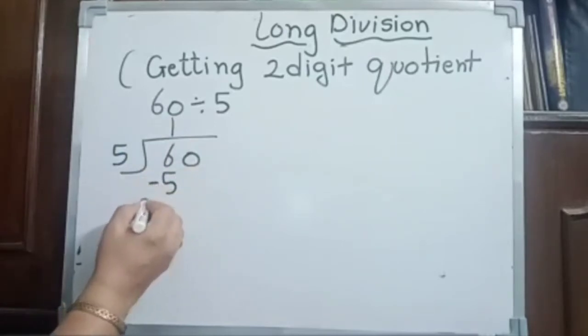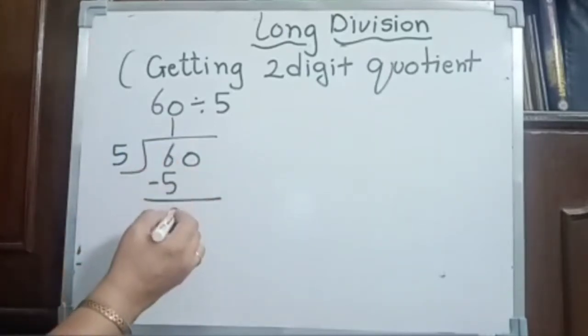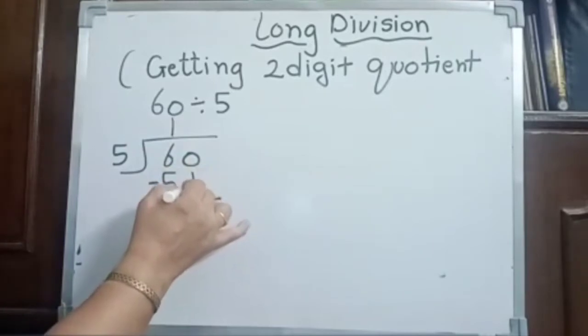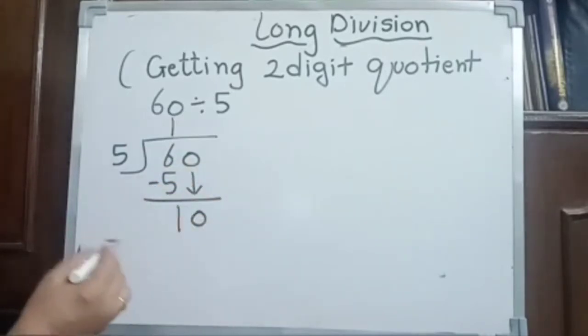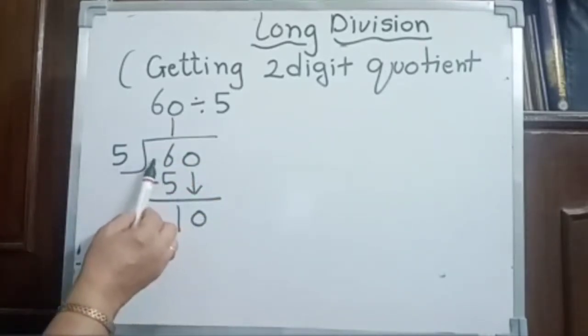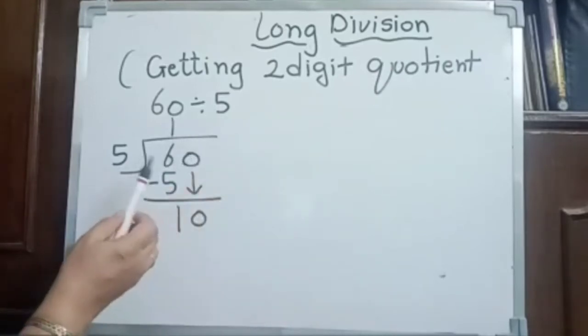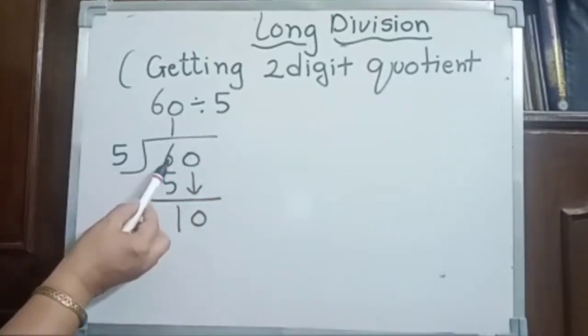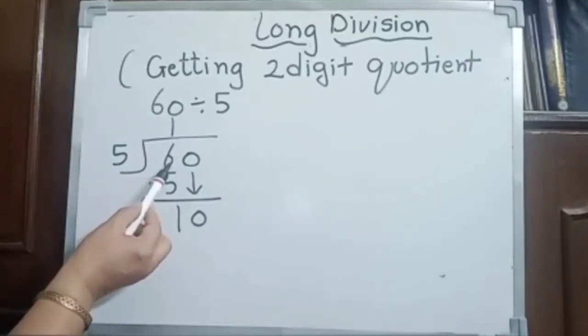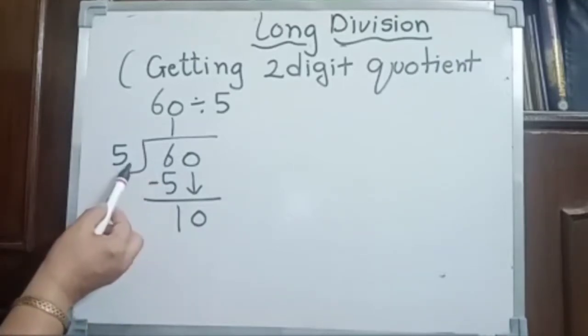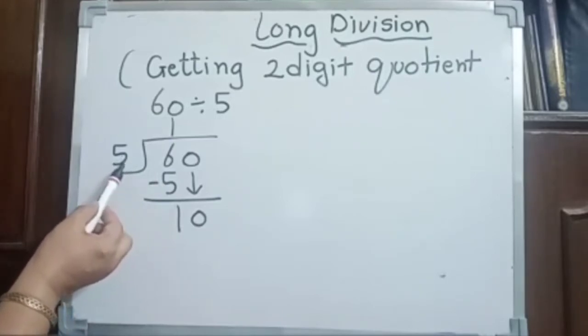We start subtraction from here. 6 minus 5, we have 1. Now take the number here. I told you that in division we have to go from left to right. Left to right. Come to the very first number, that is 6. If the very first number is greater than the divisor, then we have to call out the table.